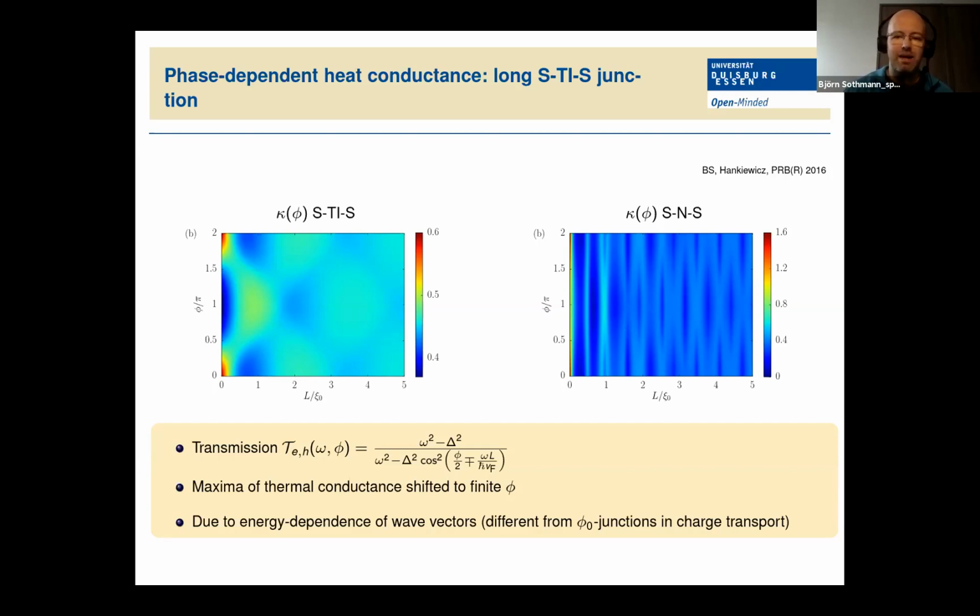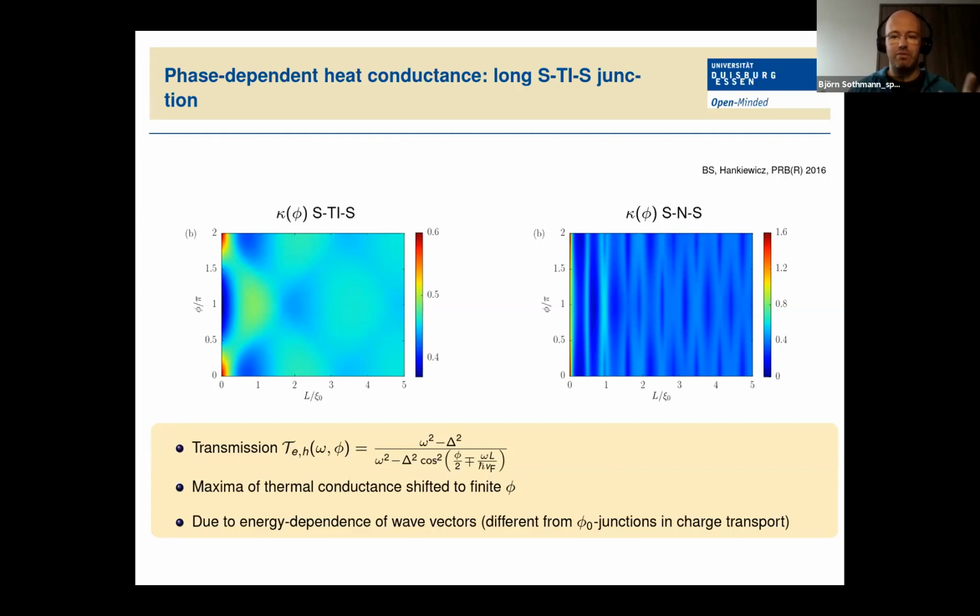And so the key message here is rather that for long Josephson junctions, you should not really expect to see any reasonable phase dependence in the thermal conductance, while in the topological case, due to the superconducting Klein tunneling, you also get some meaningful phase-dependent thermal conductance in the long junction limit.